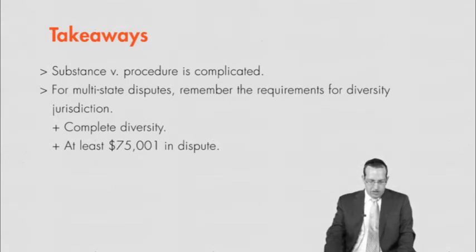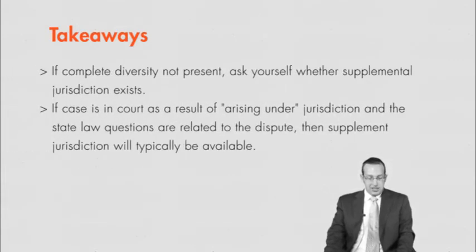And when thinking about multi-state disputes, never forget the requirements for diversity jurisdiction. You almost always need complete diversity and $75,001 in dispute. These are easy questions to test and easy questions to get right. When complete diversity is not present, ask yourself whether supplemental jurisdiction exists. If the case is in federal court due to arising under jurisdiction, and the state law questions are related to the dispute, the answer is usually going to be yes.